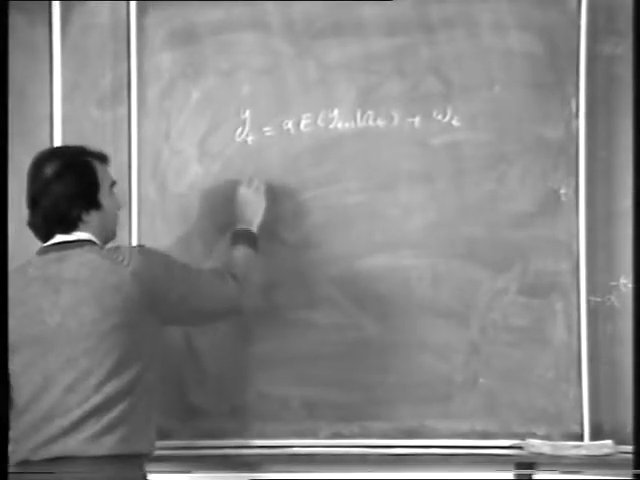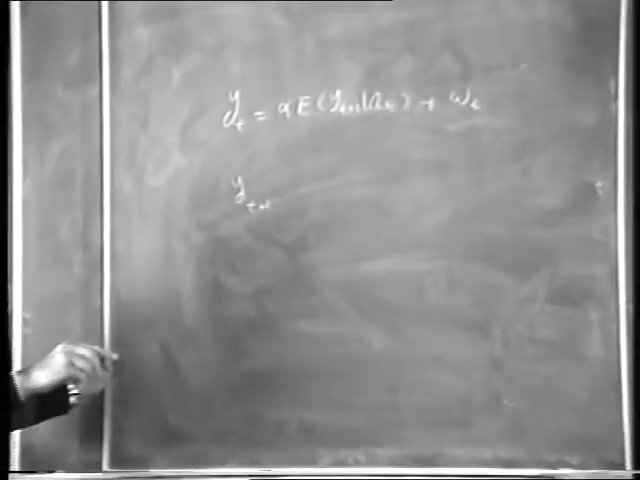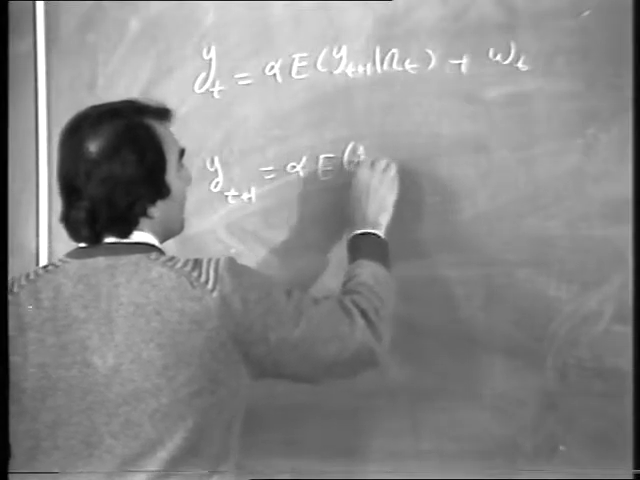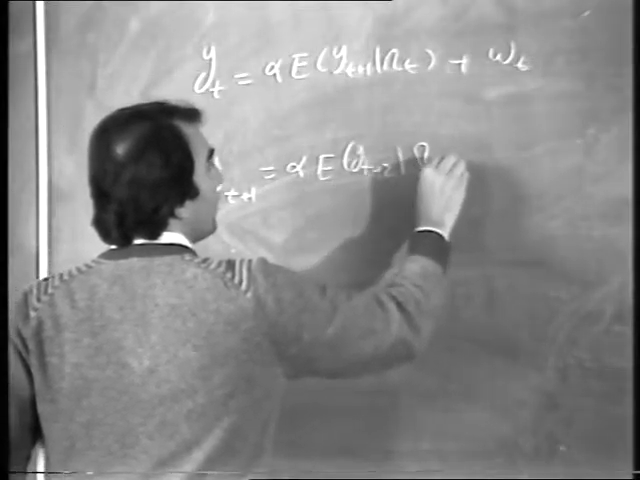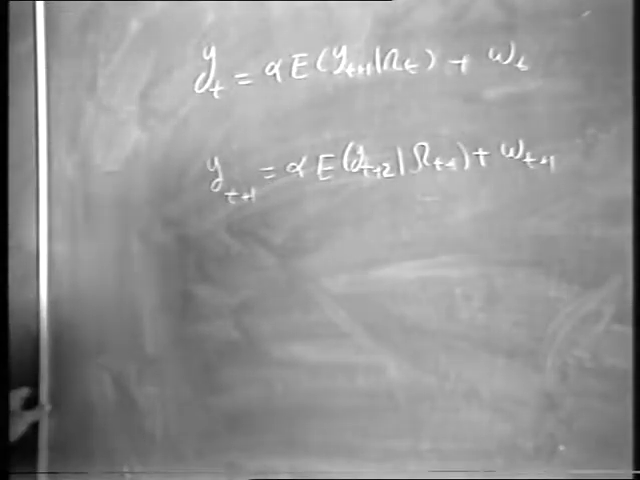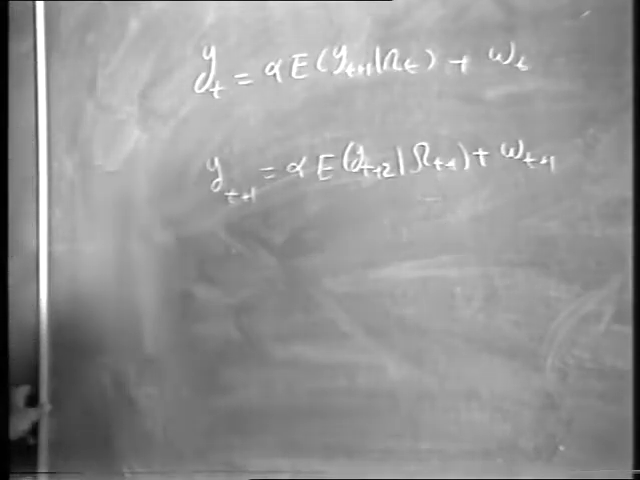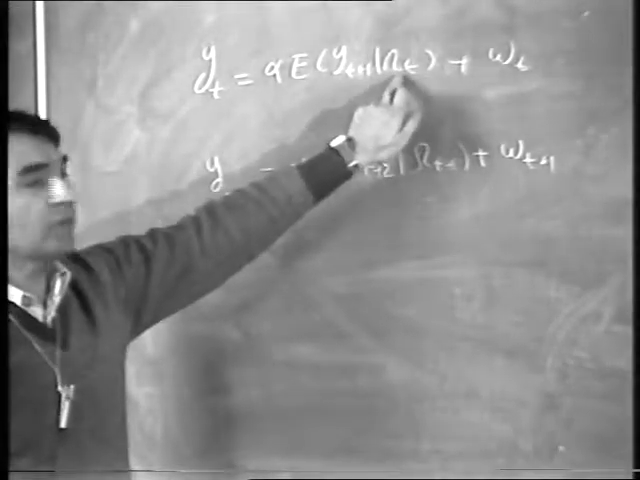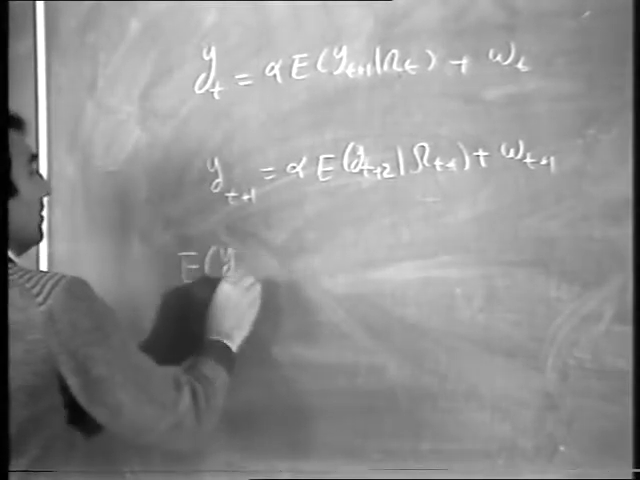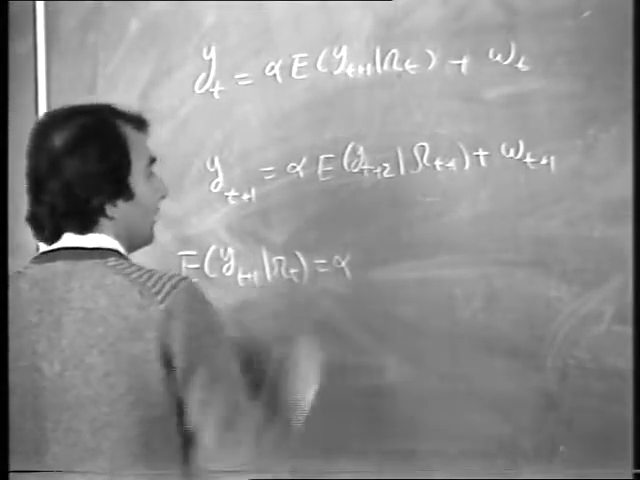We can first move the equation one period ahead. That gives us y_{t+2} given omega_{t+1} plus w_{t+1}. That's straightforward. What we do, we take expectation of both sides of this equation, now conditional on information set omega_t. So we get the expected value of y_{t+1} conditional on omega_t is equal to alpha.